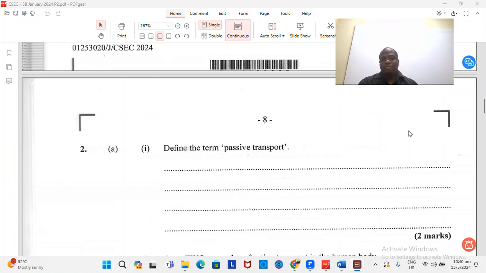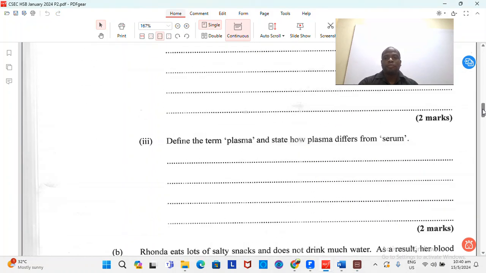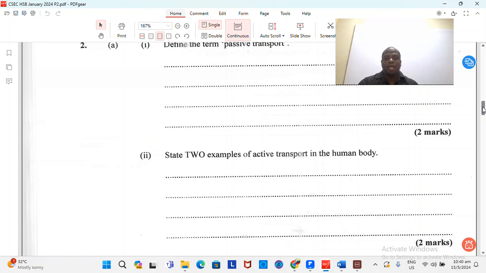Now, we are familiar with some examples. If you think about it, diffusion. So we know diffusion is an example of a passive transport. We also know osmosis, where this transport really focuses on the water molecules moving across a differentially permeable membrane, of course. And that is 2 marks.